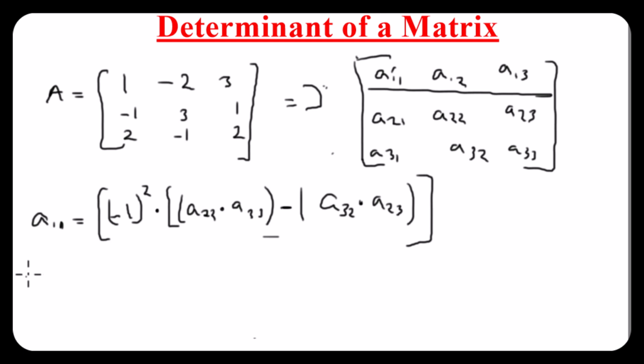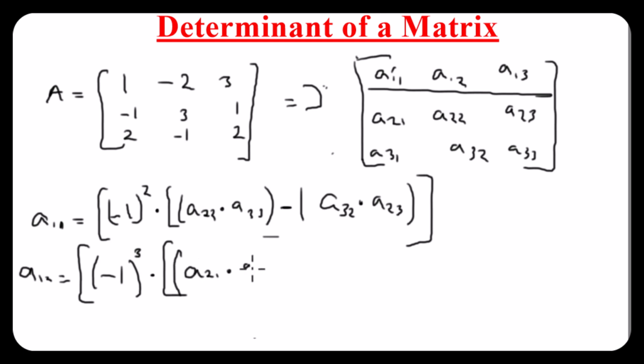So let's write the A12 formula. For A12 again, we do the same thing: minus 1 to the power, 1 plus 2 gives us 3. Then open the brackets. A12 belongs to the first row and second column, so strike out the first row and the second column. What am I left with? A21, A23, A31, A33. So this gives me A21 dot A33 minus A31 dot A23, and then I'm done with A12.